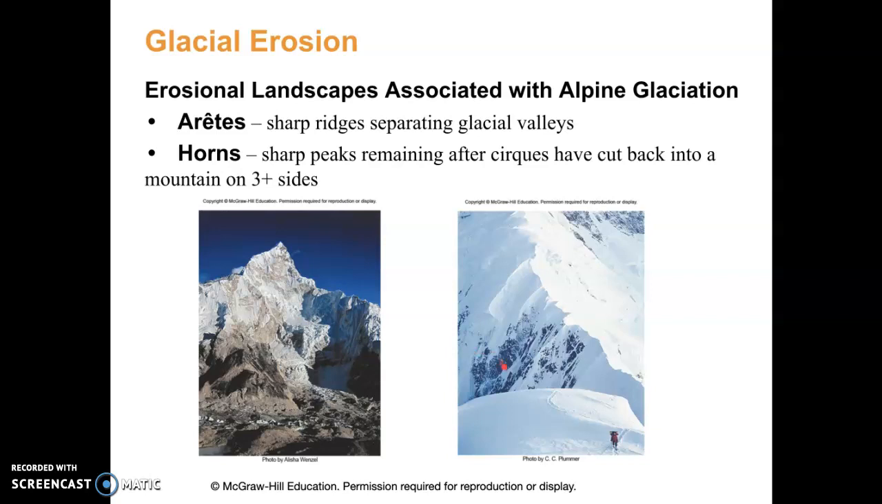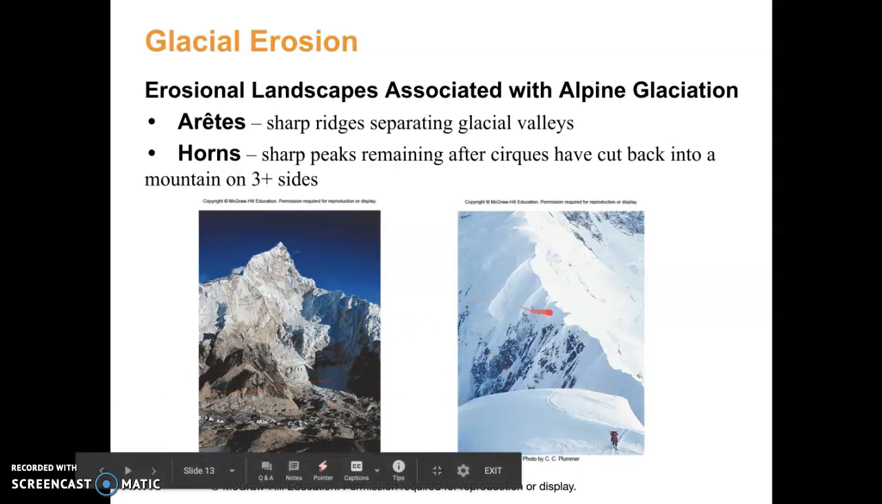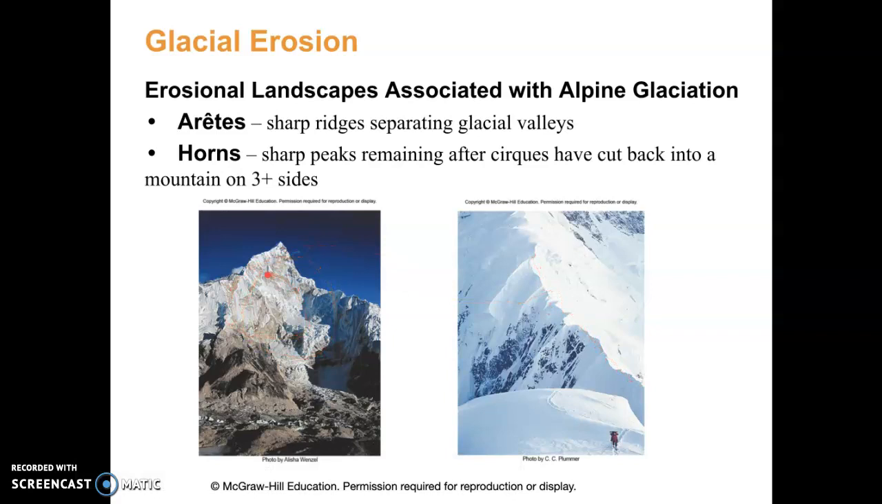All right, so right here, oops, grabbed the wrong mouse, we have an example of an arête. And over here, this is a horn that we can only see part of. A top-down view would be good.